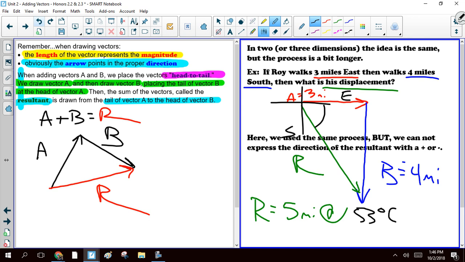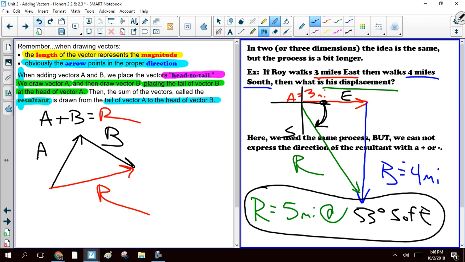53 degrees south of east. If I misspoke a minute ago, I apologize. It's because here's east, we are south of it. Okay? So there is my resultant vector. So here's a case where 3 plus 4 is 5, and it's accurate, but technically it's 3 miles east plus 4 miles south is 5 miles at 53 degrees south of east. That's what we're doing here.